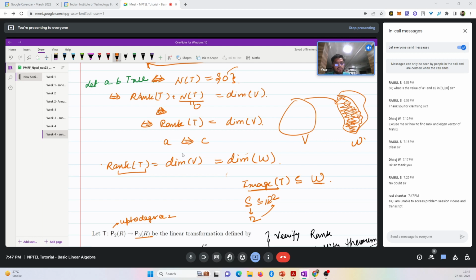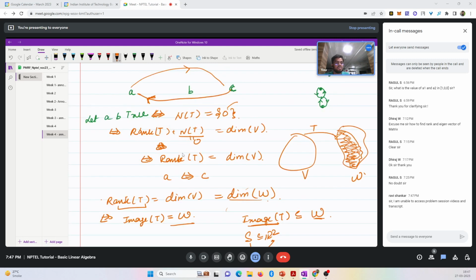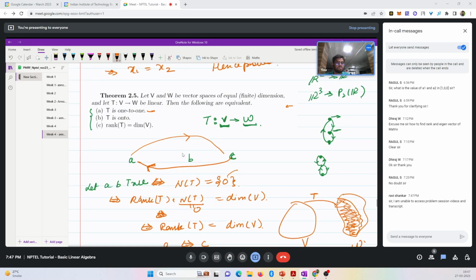So because the rank of T is equal to dimension of W, the image space of T is nothing but W. So this map T that we have is in fact onto also. So using this we went from B to C, and then we came from C to B. So you can see that you can reach from anywhere to anywhere now. If you want to reach from B to A, you can go from B to C, then to A, and so on. So that's how we have proved these three statements to be equivalent.